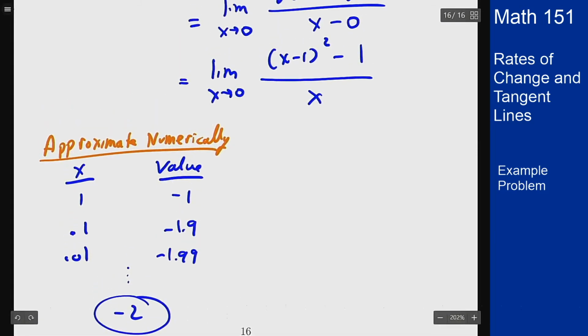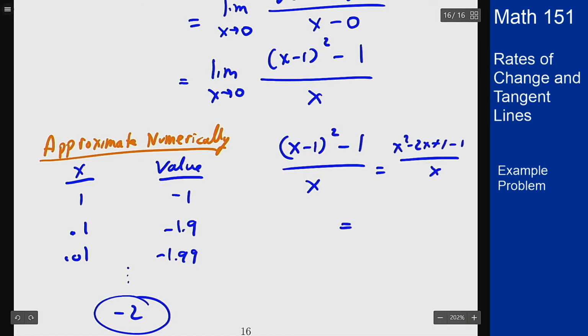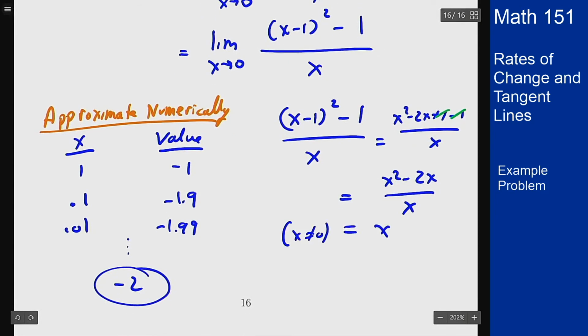Algebraically, I can do the same thing. If I expand out that squared, I will get that (x minus 1) squared minus 1 over x is the same as x squared minus 2x plus 1 minus 1 over x, which is x squared minus 2x over x, because these 1's will cancel. And then if x is not 0, this is the same thing as x minus 2, because I can cancel the x on the top and the bottom.